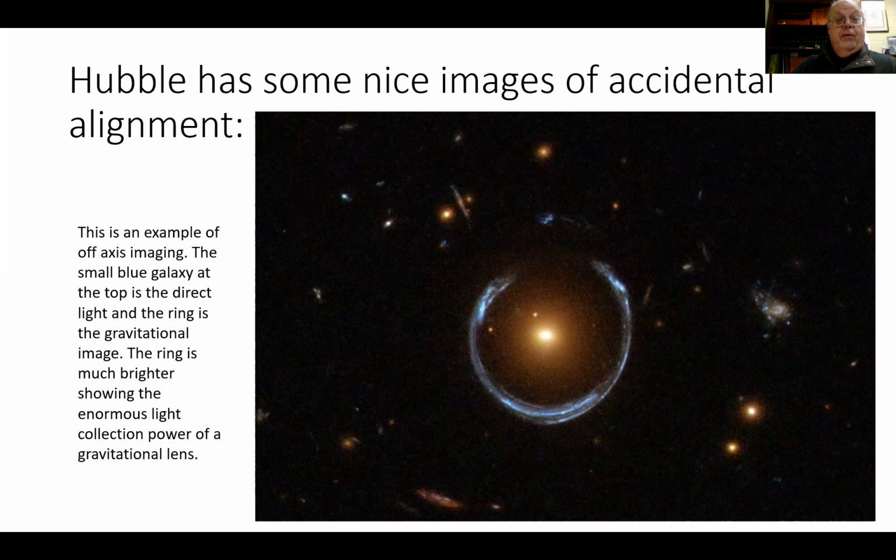So this actually tells us that we'll be able to collect a lot of light from a gravitationally focused object compared to direct observation. And it also demonstrates that off-axis is just as good as direct on-axis imaging.